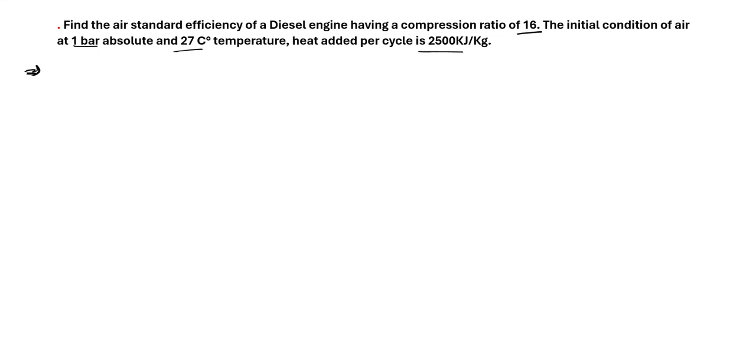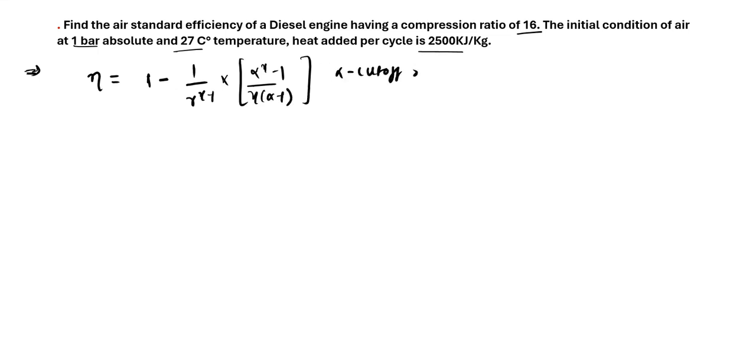If you know the formula for cycle efficiency, you will get what we have to do in this question. So let us first write the cycle efficiency formula. We have cycle efficiency as 1 minus 1 divided by r to the power gamma minus 1, into alpha to the power gamma minus 1 divided by gamma into alpha minus 1. Alpha is the cutoff ratio, gamma is the isentropic coefficient, and r is the compression ratio.